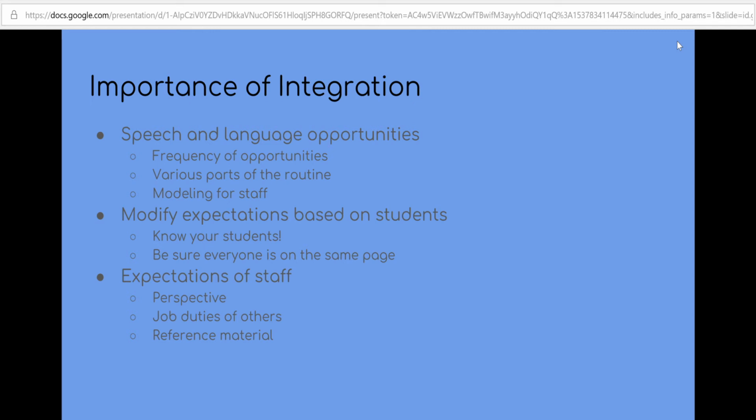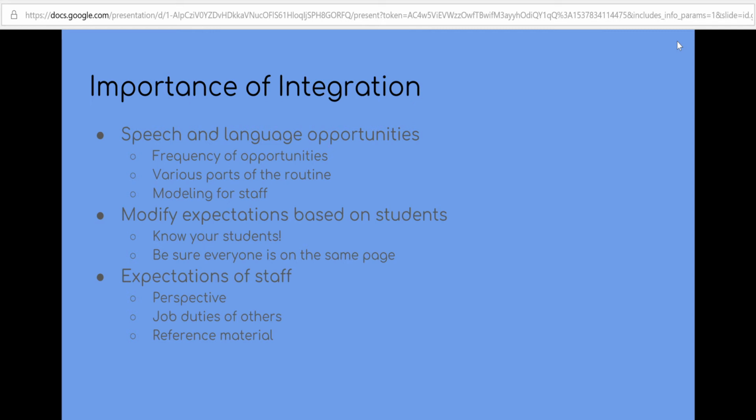We need to make sure everyone is on the same page in terms of what we are expecting for each individual student. This is very important because we don't want students who have higher capabilities to practice lower level skills than we know they are capable of. And on the other hand, we don't want to frustrate students by making our expectations way too high for them.